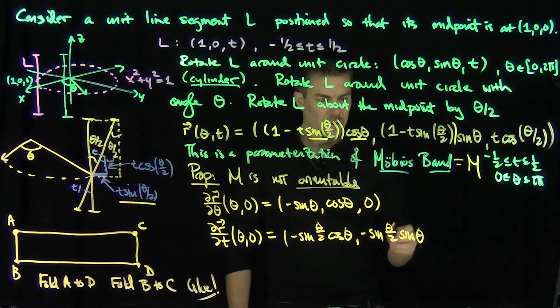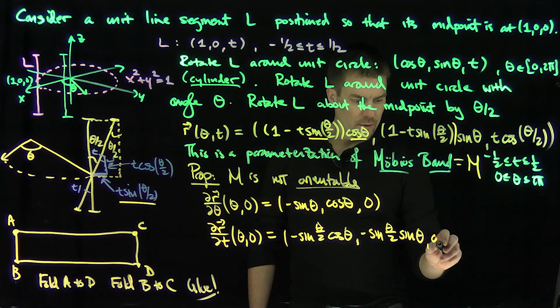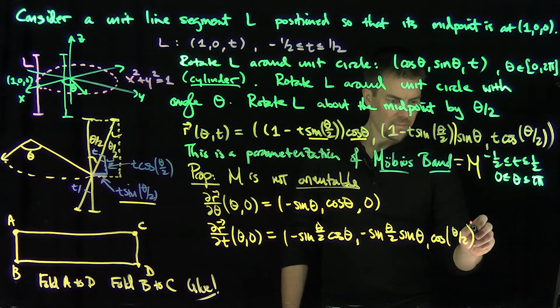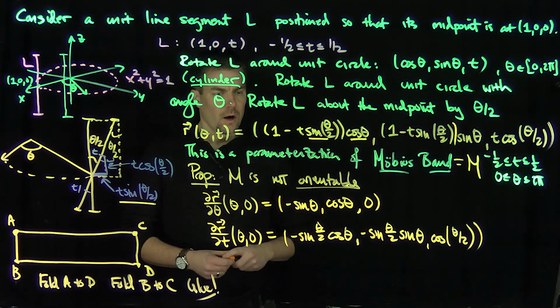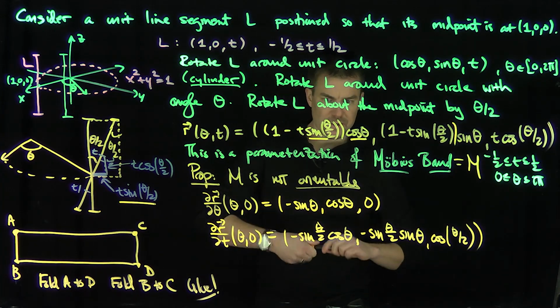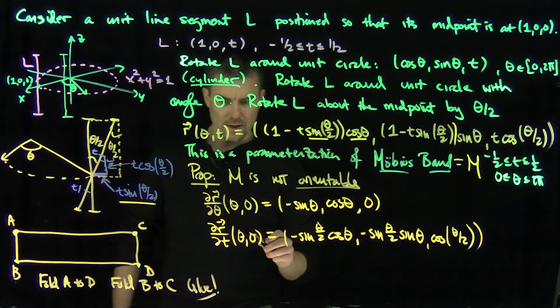You do t derivative, and then finally you do t derivative of this, and you're going to have a cosine of theta over 2, like so. Okay? Excellent. All right, and so now, of course, what we're going to do is the cross product of these things and see what's going to happen over here, right? So let's do the cross product of these things.